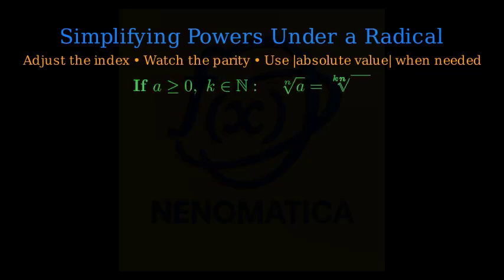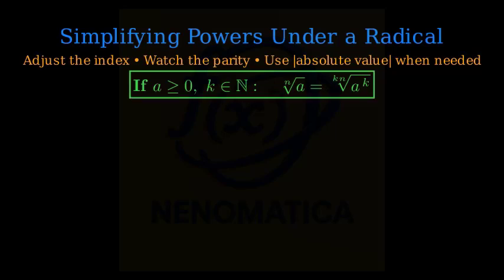Theorem: for non-negative a and any natural number k, the nth root of a equals the kn-th root of a to the k. This is the engine that lets us move the exponent out of the radicand into the index. Proof idea using exponent rules.